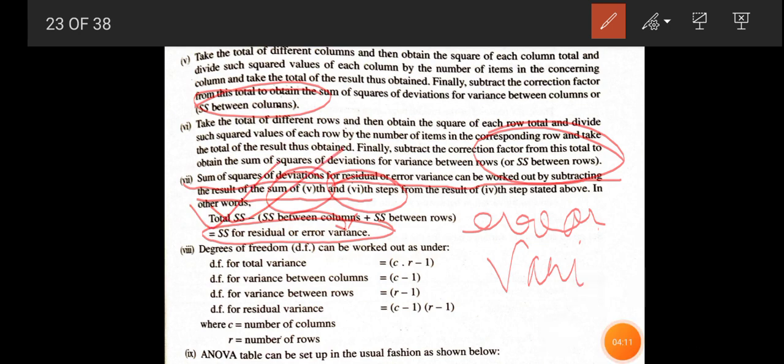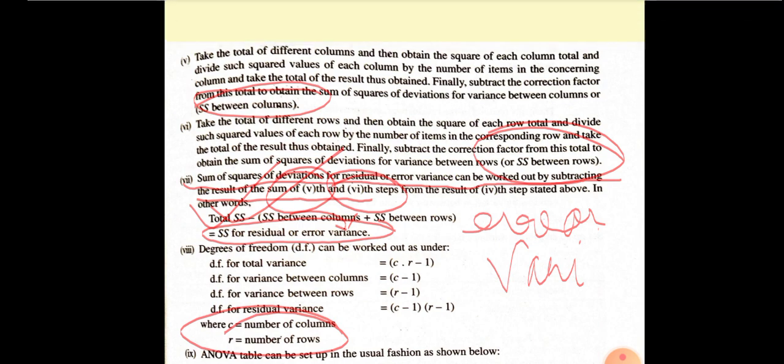Now the degrees of freedom can be worked out as under. C means number of columns and R means number of rows. The degree of freedom for total variance is C multiplied by R minus 1. The degree of freedom for variance between columns is C minus 1. The degree of freedom for variance between rows is R minus 1. And the degree of freedom for residual variance, or error variance, is (C minus 1)(R minus 1).